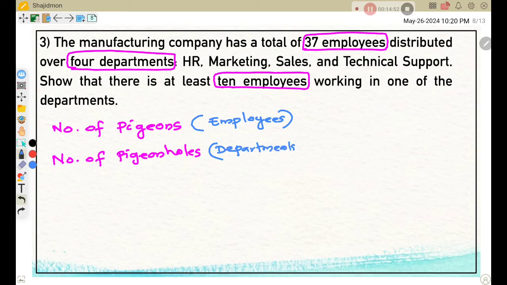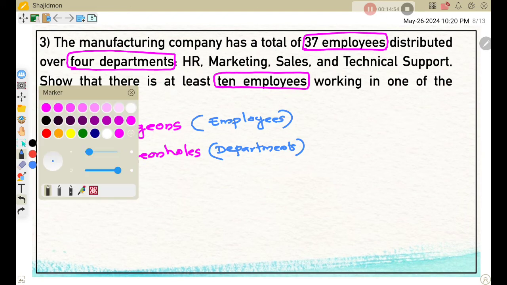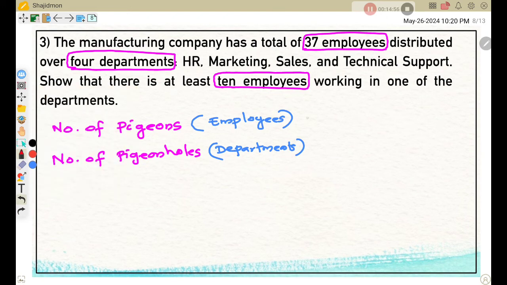Number of pigeons, we are representing by the letter n. n equals 37 employees, or 37 pigeons. Number of pigeonholes, how many departments? We represent by the letter m, m equals 4. We have 4 departments: HR, marketing, sales and technical support. Always the pigeon number will be larger and the pigeonhole number will be a small number. So 37 pigeons, that means employees, and 4 departments.